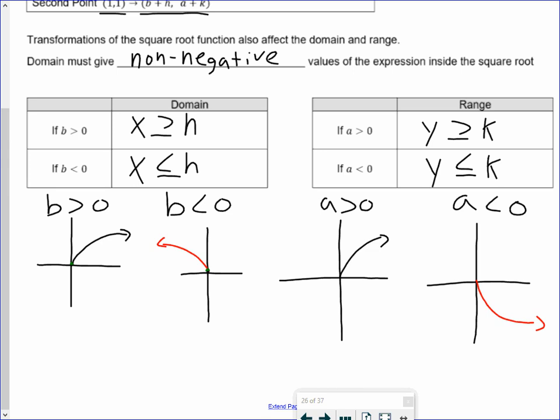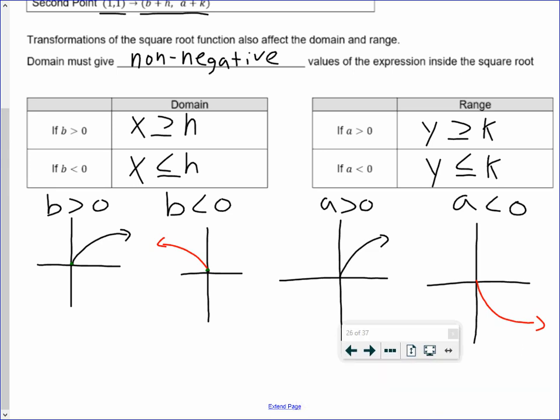So if a is positive, the graph will be going up, and if a is negative, the graph will be going down. If b is positive, the graph will be going to the right, and if b is negative, the graph will be going to the left. That's why you have these domains and ranges, because your h and k come from your vertex, your initial point, and your domain and range come from that. That point will either be the smallest point of the graph or the biggest point of the graph.